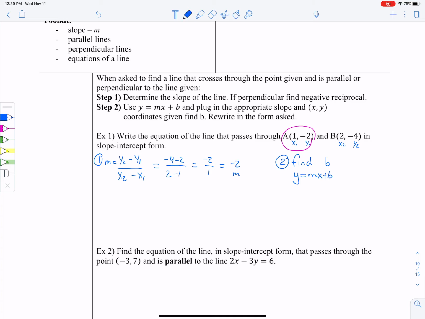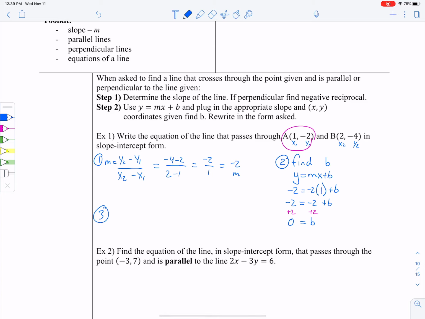So here, instead of y, I'm going to write minus 2. My m is what I found for my slope, so it's also minus 2. X is 1, and then I'm looking for b. So here I have -2 = -2(1) + b. Negative 2 times 1 is just going to be negative 2. And then I'm going to add 2 to both sides to move it away from the b. So I get 0 is equal to b. So here I have an m of negative 2 and a b of 0.